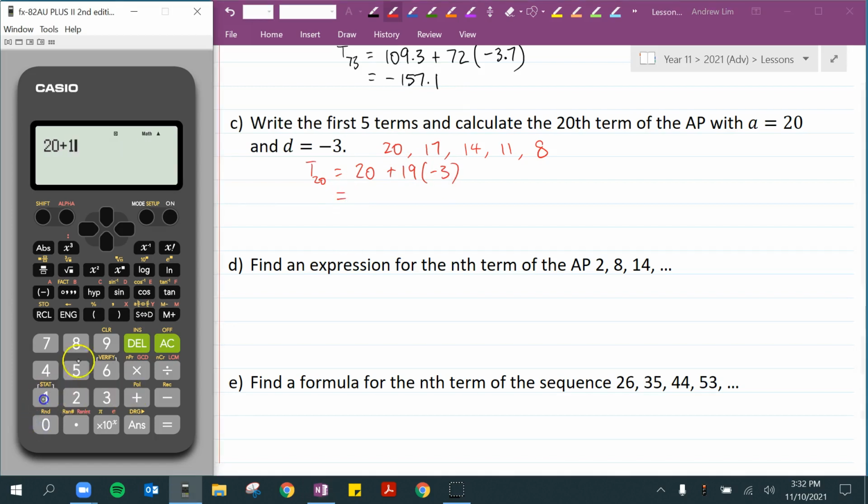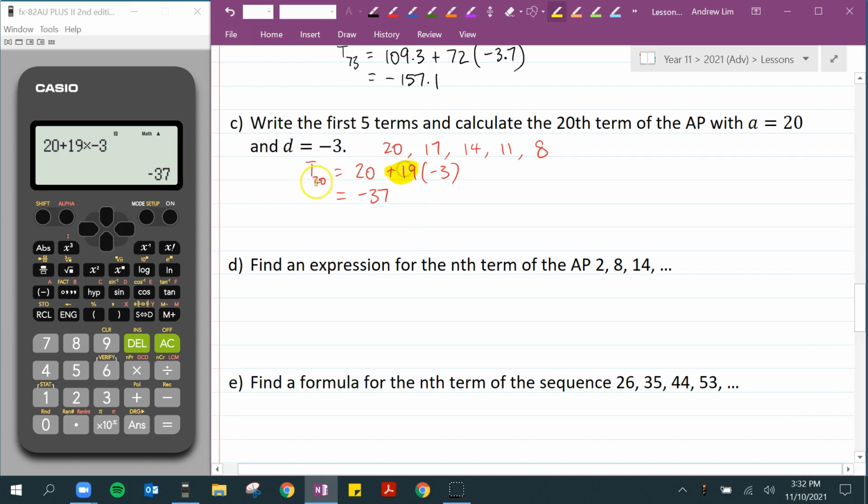20 plus 19 times minus 3, which is negative 37. Okay, so the nth term is equal to A, the first term, plus n minus 1 d. We got this 19 from this n minus 1, not this one, not that one, from whatever n is.